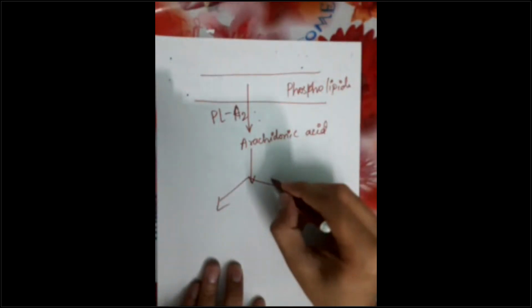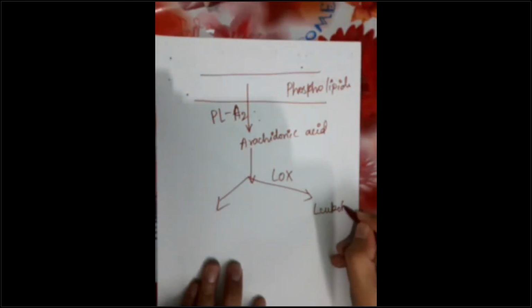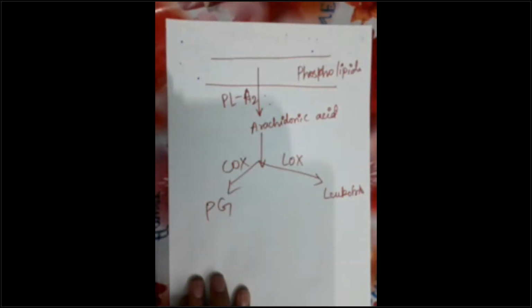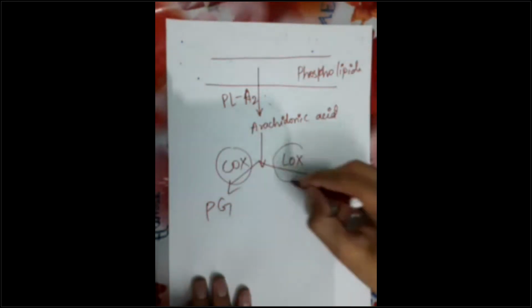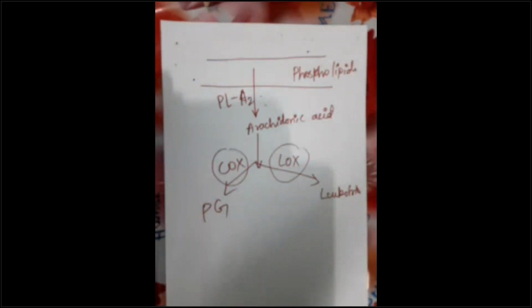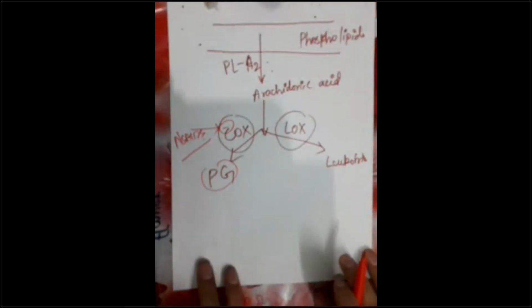Phospholipase A2 will form arachidonic acid. Now this arachidonic acid will be acted upon by two enzymes, as Nusrat told. If it is acted on by LOX, it will form leukotrienes. If it is acted on by COX, it will form prostaglandins. Your NSAIDs are inhibiting COX, so painkillers inhibit COX so that prostaglandins are not synthesized and do not cause any symptoms.